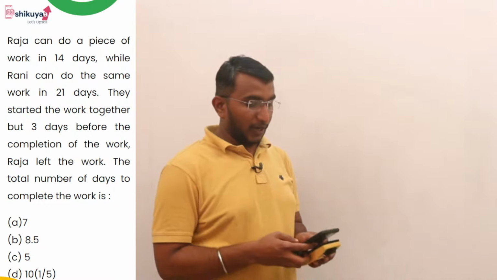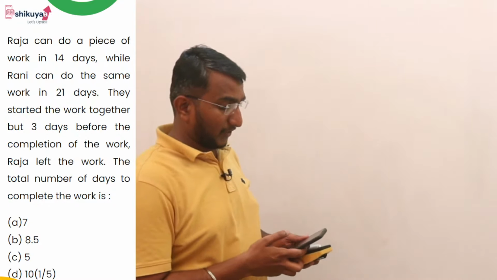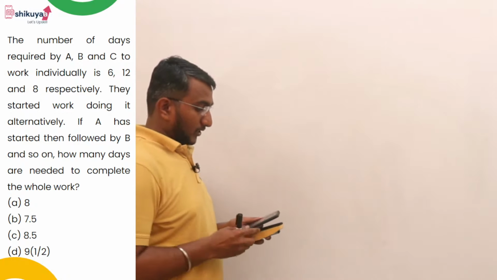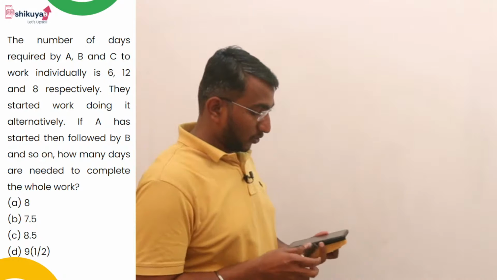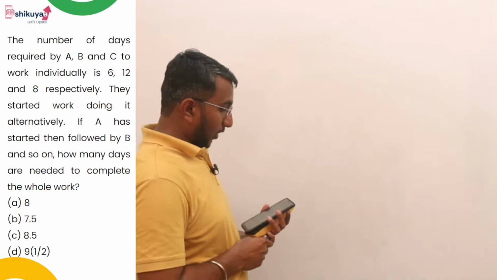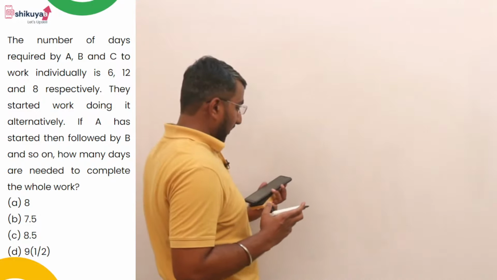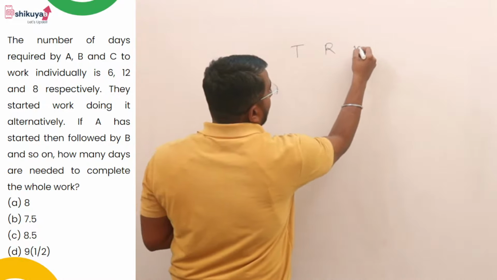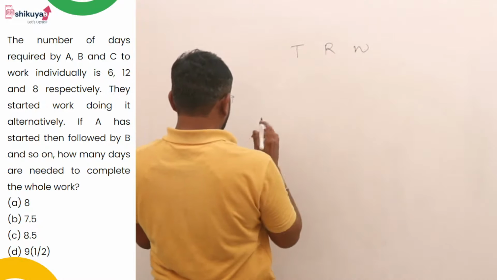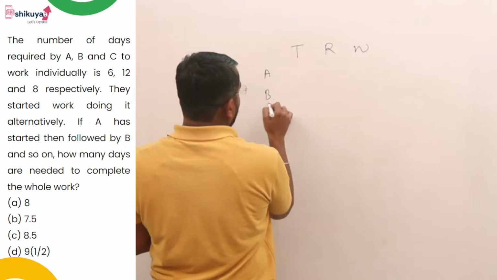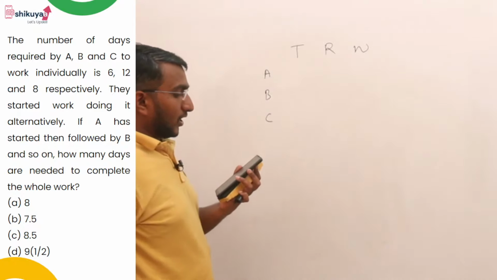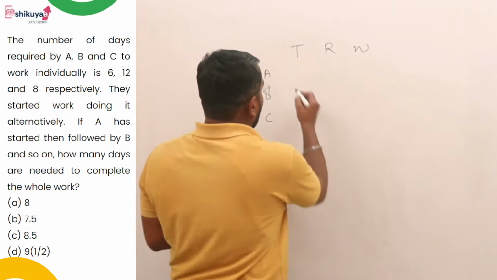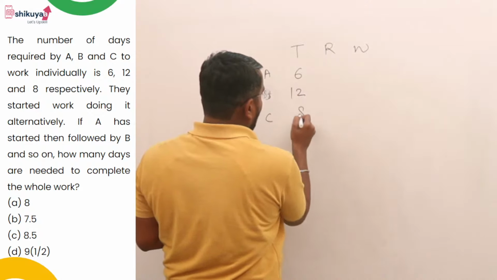Okay, just go ahead to solve the further couple of examples. Next example is, okay, problem number 6 we are going to solve. The number of days required by A, B, C to work individually is 6, 12, 8 respectively. Again, we have to draw the same table over here: time, rate, work. I'll write over here A, B and C. The number of days required by A, B, C to work individually is 6, 12 and 8.